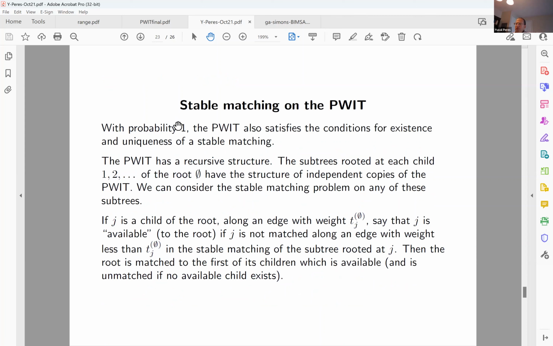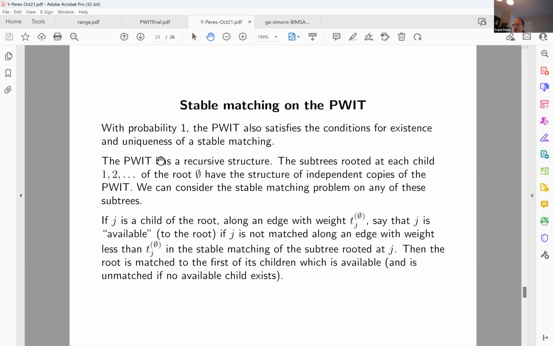So in order to understand stable matching in Euclidean space, we can understand stable matching on the PWIT, provided we're willing to work in high enough dimension. So let's look at first one color matching, just kind of a warm-up. That's the simplest matching problem on the PWIT.